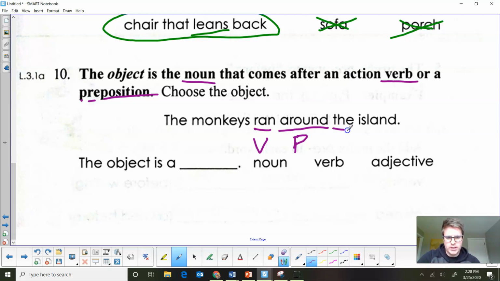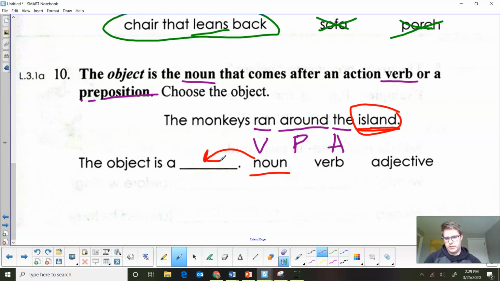Well, the isn't a noun, it's an article, right? Remember a, and the? Right, Bettina? So the only noun that comes after our verb and our preposition is a place called an island. So the object is island, and the object is a noun. So you could write noun on the line if you wanted to.